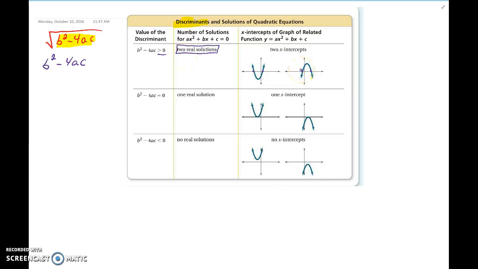Where our graph will cross the x-axis at two different places. If that discriminant is equal to 0, then that means there's only one real solution. So that means our vertex is going to be on our x-axis. Whether it's facing up or facing down, when we have a discriminant that's equal to 0, there is one real solution. Our vertex is going to be somewhere along our x-axis, and it could be facing up or down. And when we have that b squared minus 4ac is less than 0, that means that we will have no real solutions.